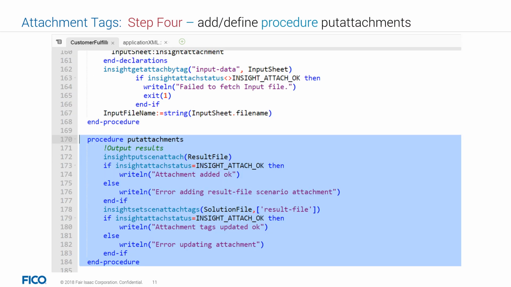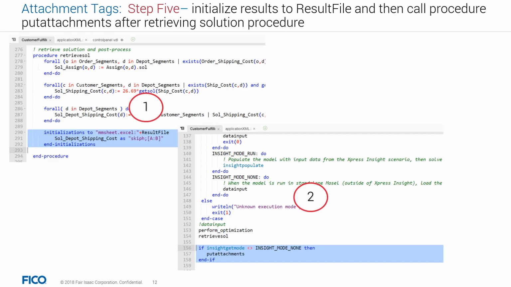As we discussed, we want to write the result to a CSV file with a tag called result file. To do so, we need to define a procedure in which we use the command insight_put_send_attach to upload the file to the Xpress Insight server. This procedure makes it available to the UI. After adding the procedures, we need to call the procedure put scenario attach after writing the result back to the CSV file. In this case, I'm calling the procedure immediately after retrieving solutions, which is the last process in my run.